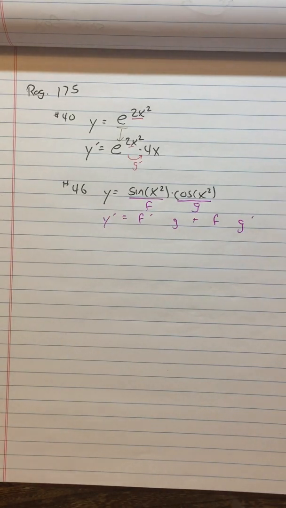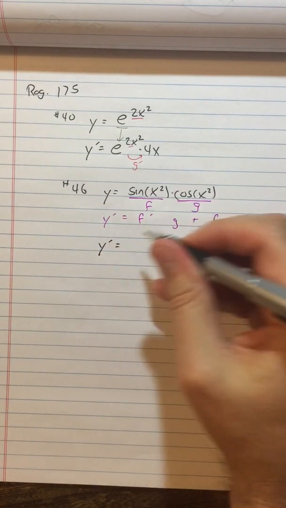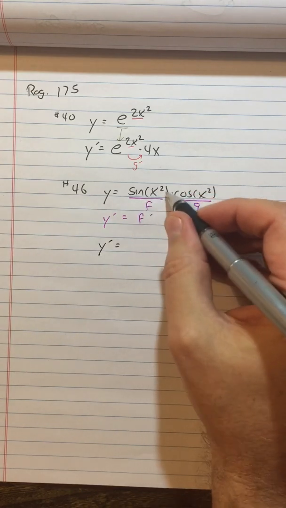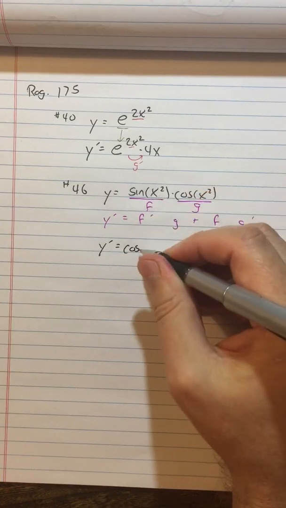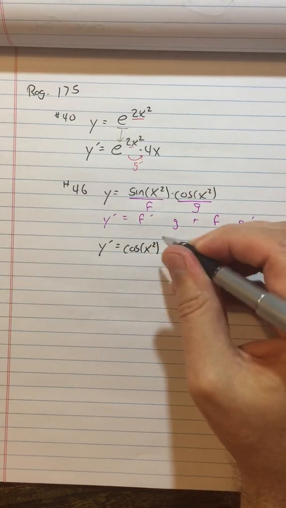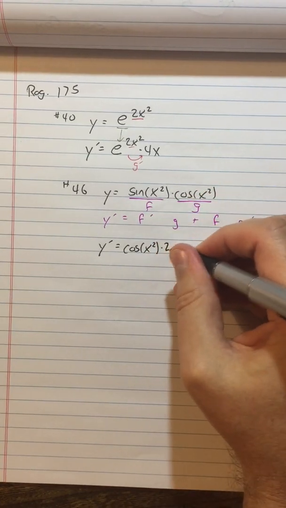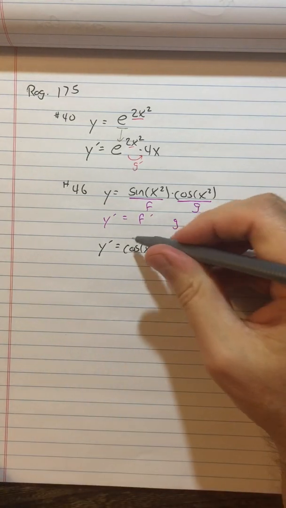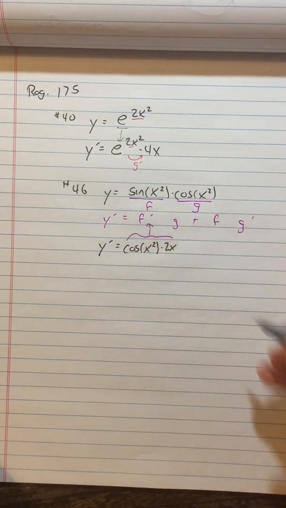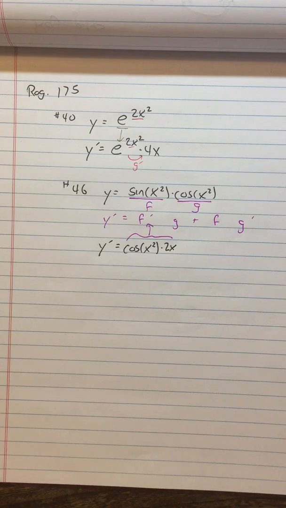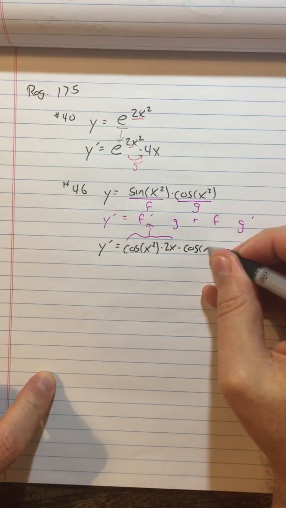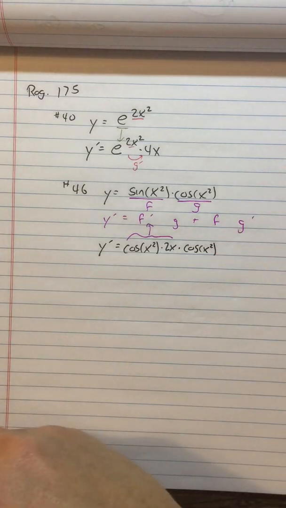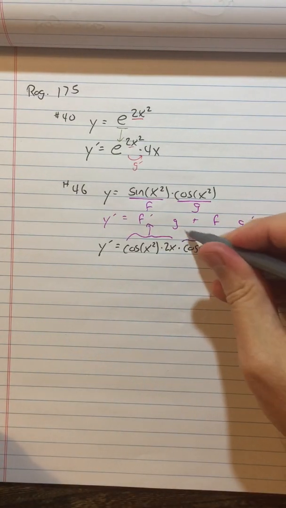So my y prime is, okay, I'm going to do f prime. My f prime is going to do the derivative of the outside function, which is cosine, keep the inside the same, x squared, times the derivative of the inside function, which is 2x. Okay, that's just f prime. And then I have to multiply times g. For g, I'm not going to do anything. I'm just going to keep it as it is, cosine of x squared. All right, so that is g.